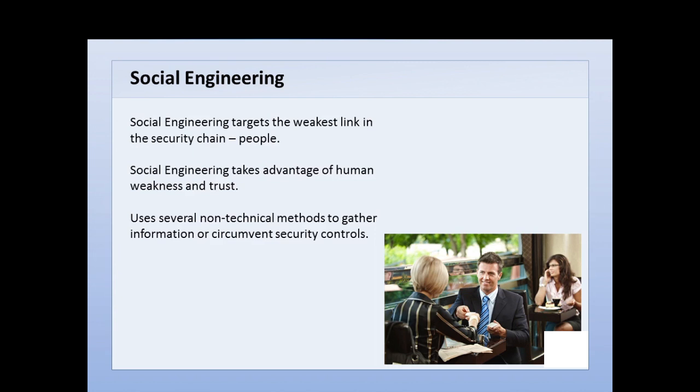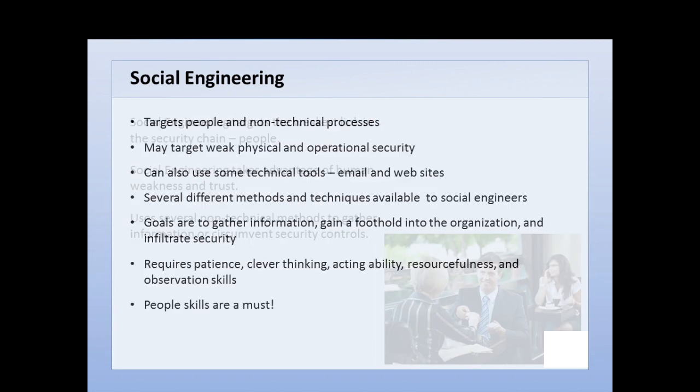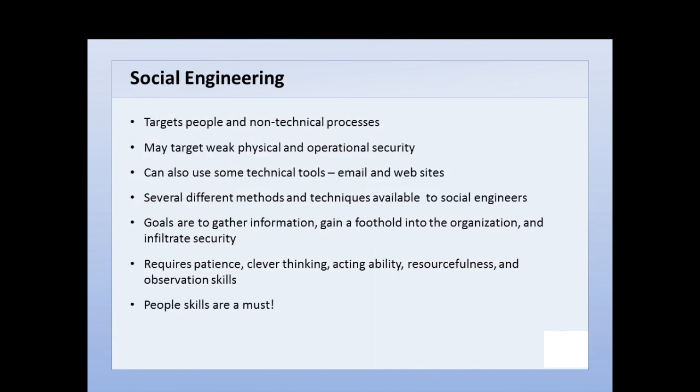Now, social engineering takes advantage of human characteristics, and those characteristics could be weaknesses. It could also be trust, which could be a strength. Now, social engineering is non-technical, and it uses non-technical methods to gather information or circumvent security controls in an organization. And we're going to talk about that for the next several segments. So let's talk about what social engineering is.